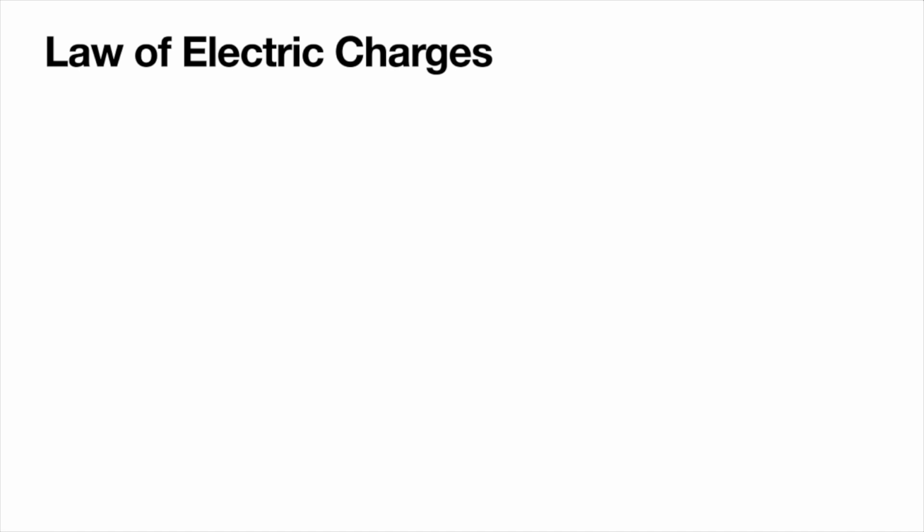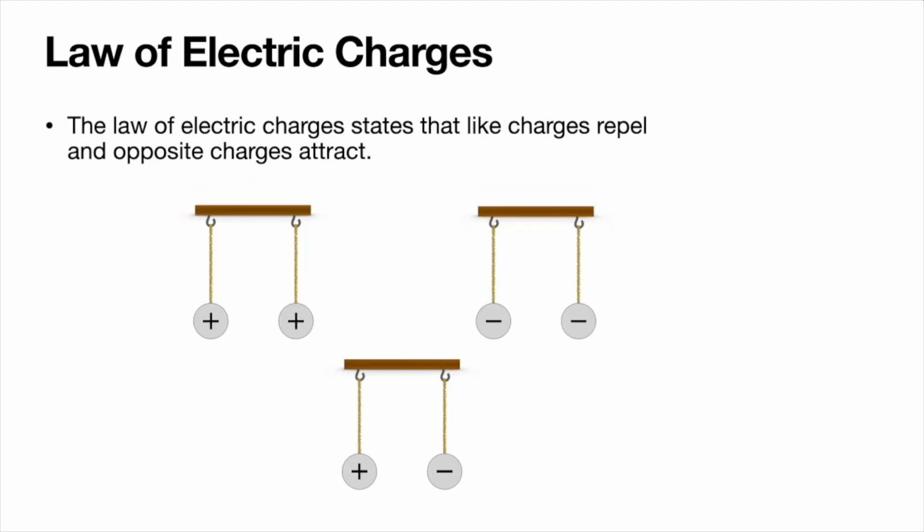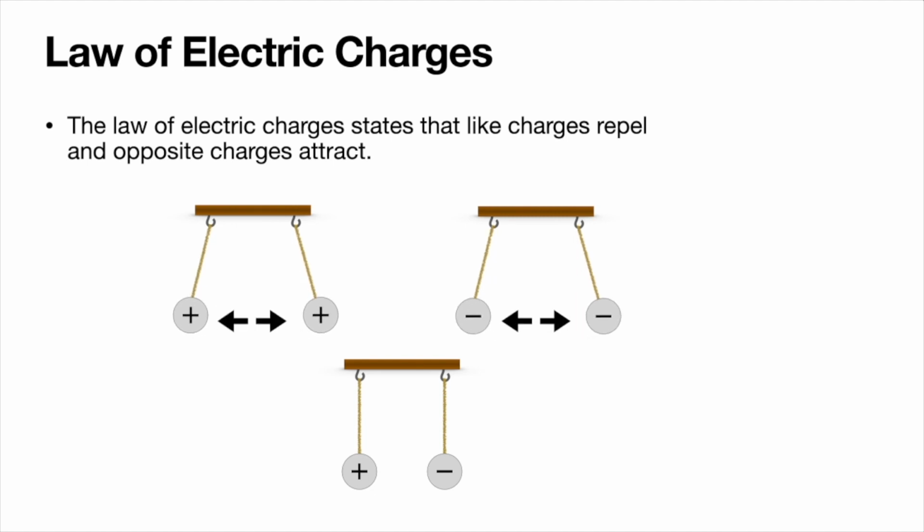The law of electric charges. The law of electric charges states that like charges repel and opposite charges attract. If we were to take these charges and suspend them from ropes, we can get something that looks like this. All of the like charges repel, so positive and positive repel, negative and negative repel, and positive and negative attract.